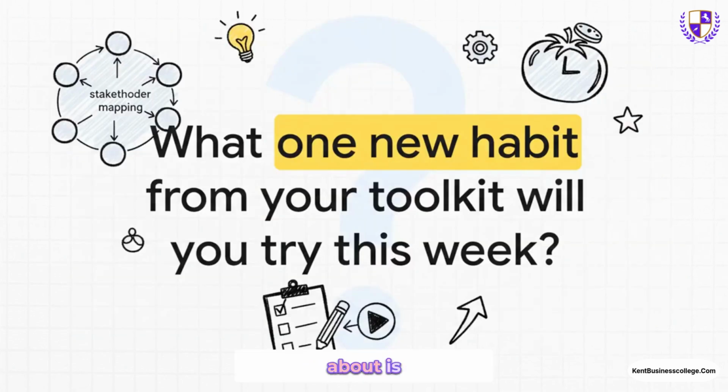What I want you to think about is this. What's the one new habit, just one, from this toolkit that you're going to try out this week? Maybe you'll map out your stakeholders, or maybe you'll give that Pomodoro technique a go. Just pick one thing and start working smarter today.